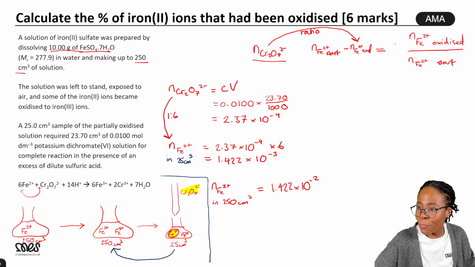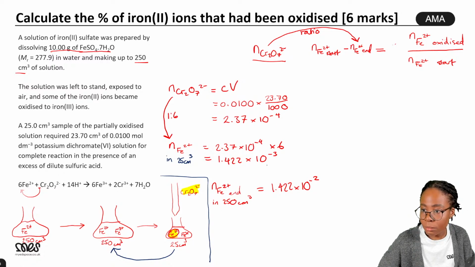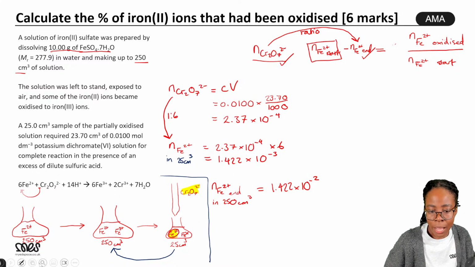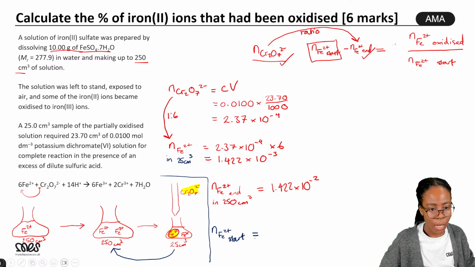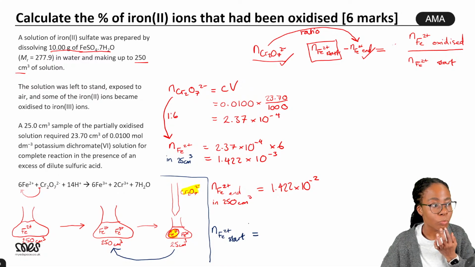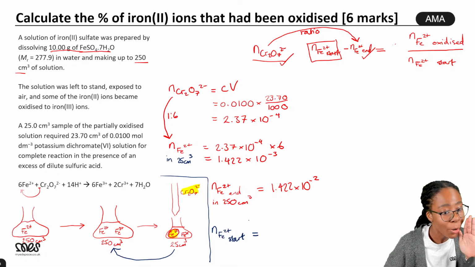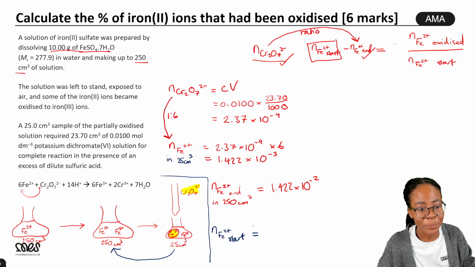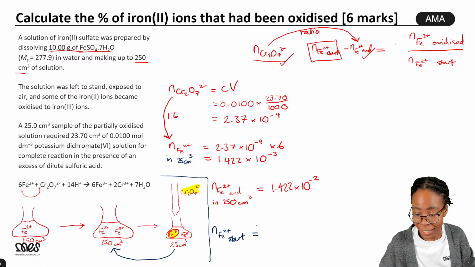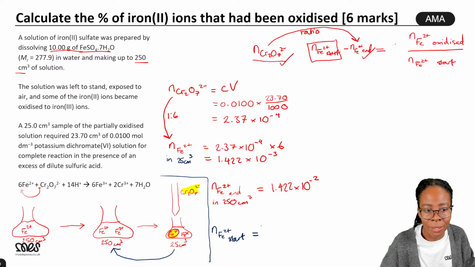Now we've got the moles of Fe2+ at the end. We're going to need to subtract the moles of Fe2+ that we had at the start. How are we calculating the number of moles of Fe2+ at the start? How are we going to do that? Anyone? Thank you, Michael. Mass over Mr. Mass of what?